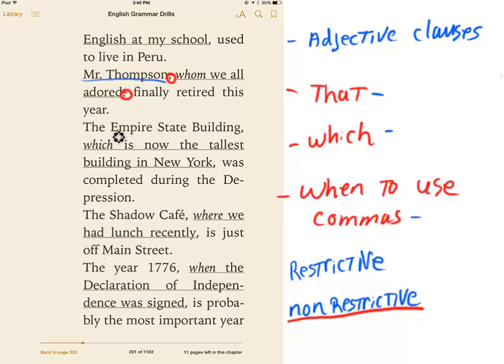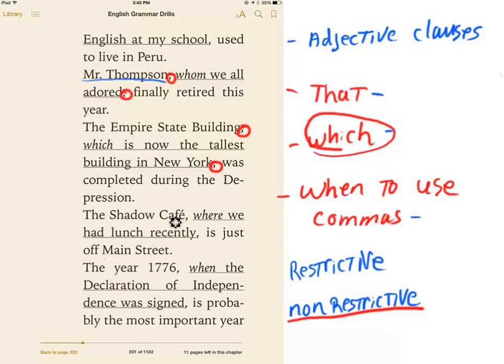The Empire State Building, a proper noun, is followed by a non-essential clause. It's non-essential, so I use the word which. That's when I use the word which, when it's non-essential. Which is now the tallest building in New York. And because it's also non-essential, I set off the adjective clause with commas. Okay? Okay, how about this one?